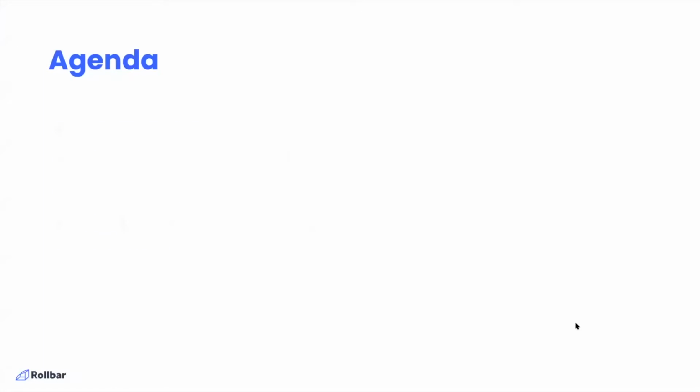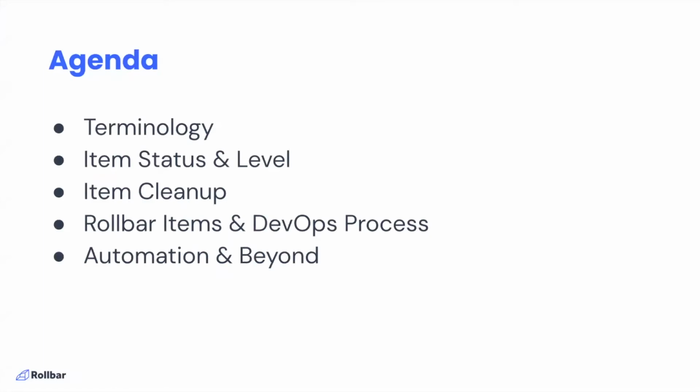All right, so today's agenda, we'll introduce the terminology. If you have been following along with the other Rollbar sessions, this is probably nothing new. Then we'll talk about the way that we can organize and prioritize the items using the status and level attributes that each item has. Then we'll briefly review ways to help clean up your items, how to do some housekeeping within each project to help reduce clutter and stay focused on the most important things.